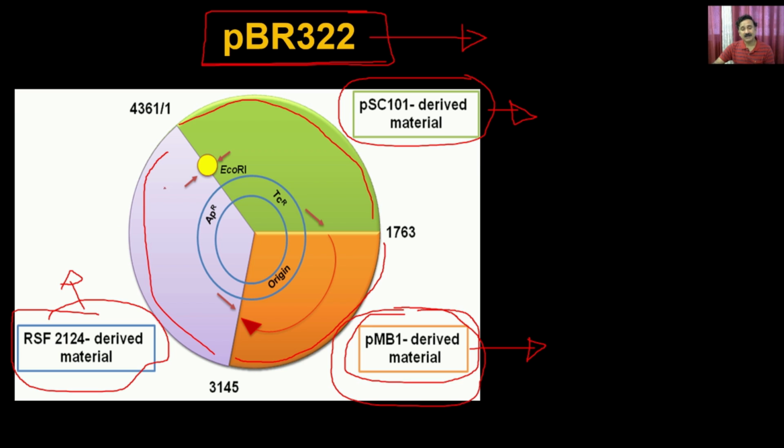So what you see here is that it has two antibiotic resistance genes. One is the ampicillin resistance gene, the other one is the tetracycline resistance gene. The region containing the tetracycline resistance gene is taken from pSC101, and that's how this plasmid can be used for the cloning of foreign DNA, and it can be selected using either ampicillin as a selection marker or tetracycline as a selection marker.